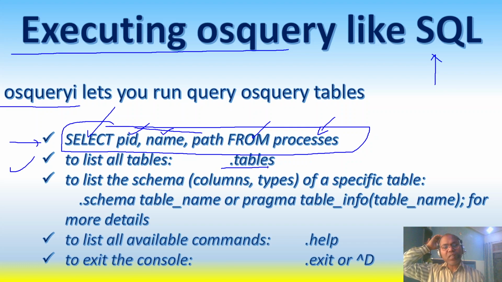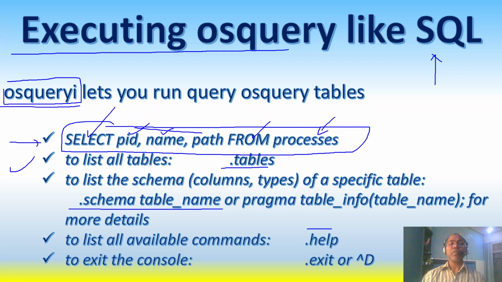If you want to know how many columns this table has, how do I know? Simple, there is a command like .schema, and you pass your table name and it will give you the complete schema, the complete column names. For more help, just use the .help command, or if you want to exit from your console in osquery shell mode, just type .exit, or press Control D. In this way you can exit.